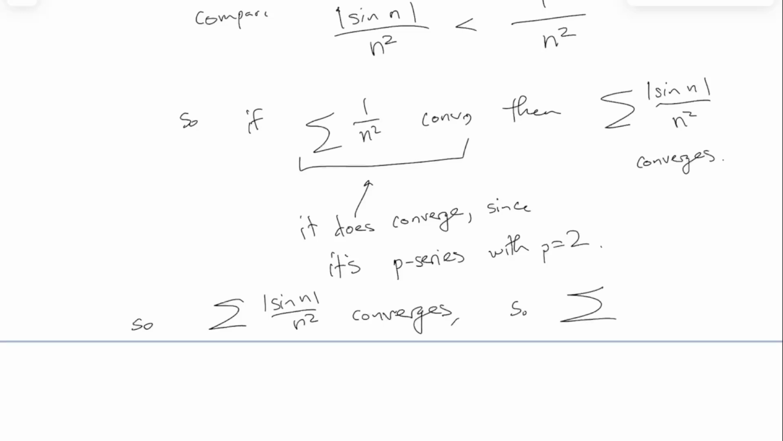And so that means the sum of sine n over n squared without the absolute values converges. Because if it converges absolutely, it automatically converges without the absolute value. All right, that'll do. We'll try some more of those on the homework.